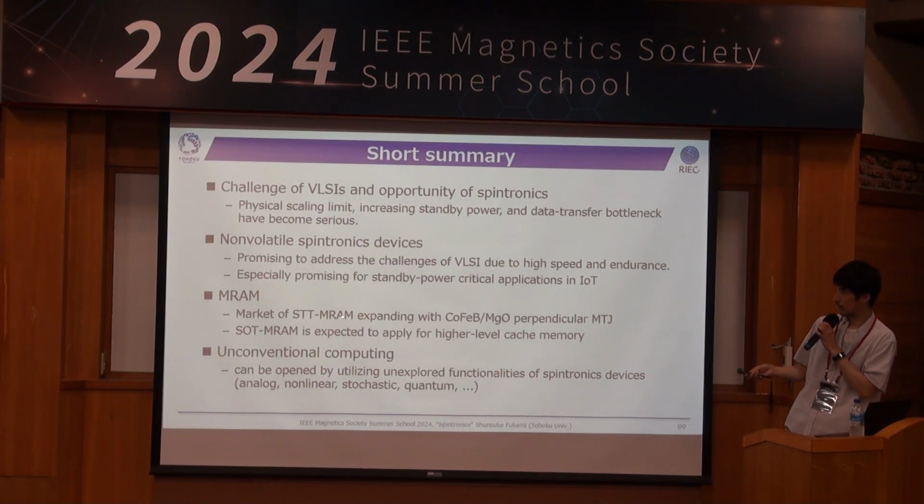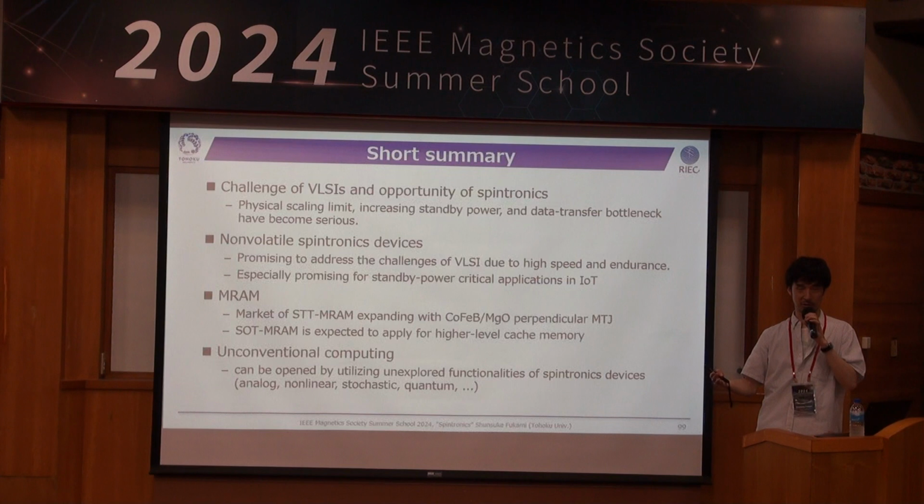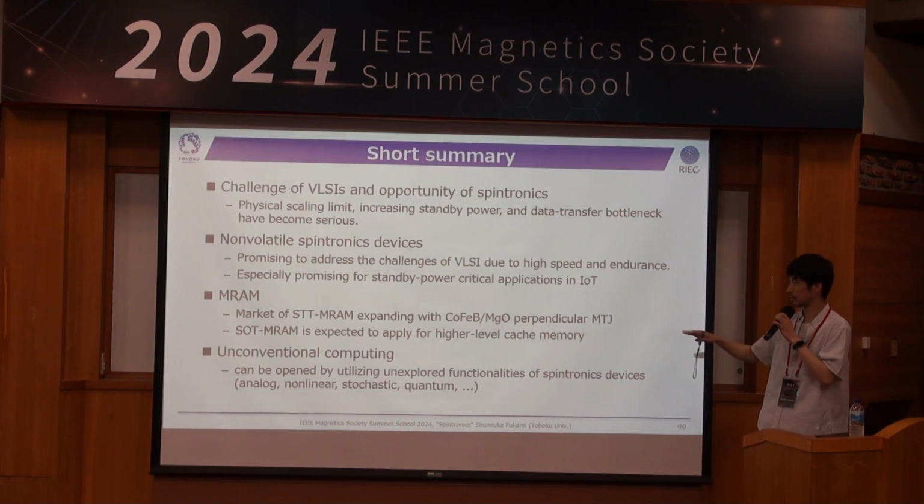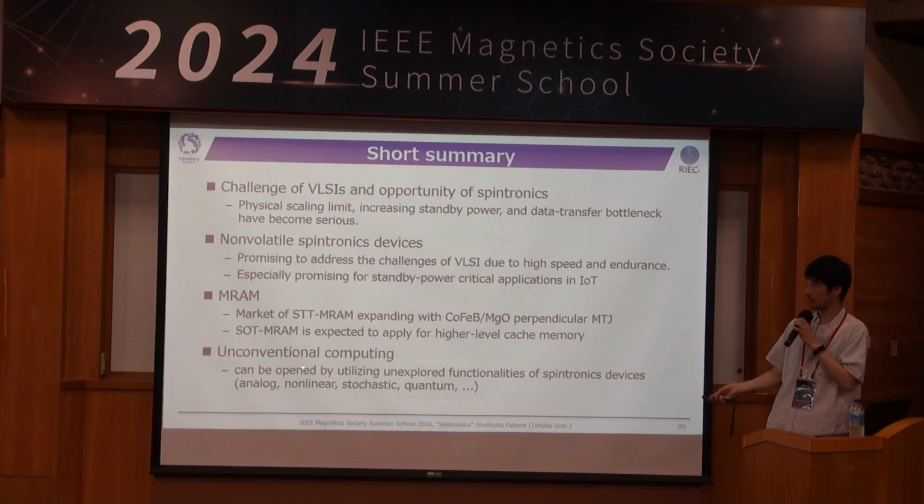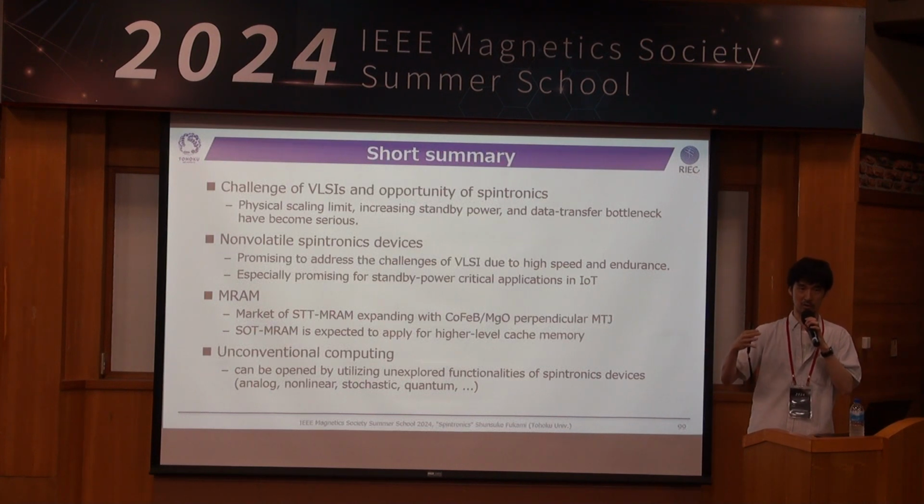And for MRAM, the market of the STT-MRAM is expanding with the cobalt-iron-boron based perpendicular MTJs. The third generation STT-MRAM is very promising to get a larger market than the first and second generations. And now the SOT-MRAM is expected to be applied for higher-speed cache memories. And also unconventional computing is a very promising way for the Spintronics community to go.